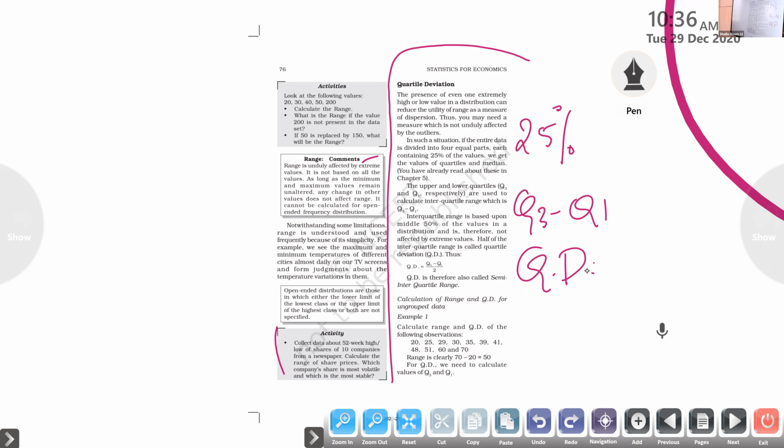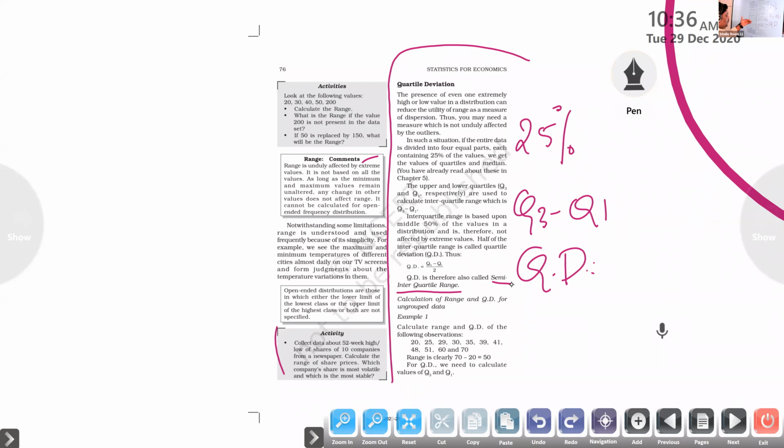Clear? Underline that. The interquartile range is based upon the middle 50% of the values in the distribution and is therefore not affected by the extreme values. Half of the interquartile range is called the quartile deviation, QD. Thus QD is equal to (Q3 minus Q1) divided by 2. Next one. QD is therefore also called the semi-interquartile range. The other word for QD is semi-interquartile range.